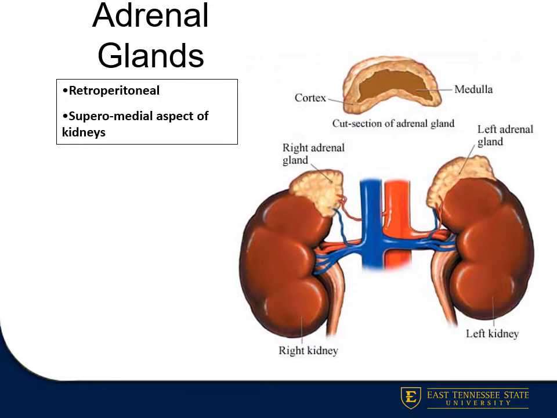The adrenal gland on the right is more pyramid shaped. The adrenal gland on the left is more semilunar or crescent shaped, and you see that here. Now, these can be difficult to find in lab, but you can find them. With careful dissection, just look on the superior medial aspect of the kidney. They'll be more of a golden brown, tannish color, and sometimes a little orangish color to the organ, and you'll be able to see that.